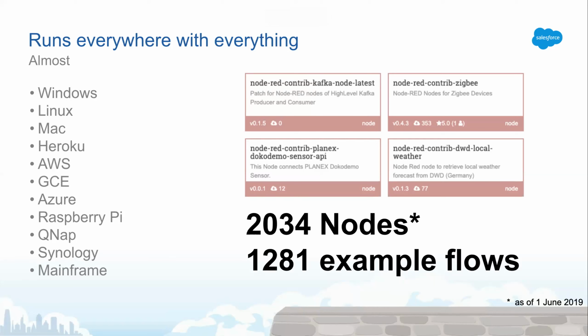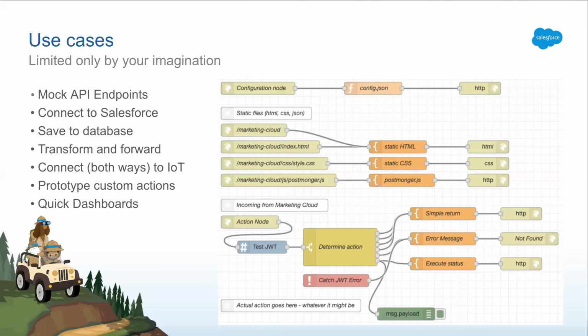One little caveat when you want to, a little bit about the use cases. So I've seen, say, mock API endpoints, connecting to Salesforce to pull data in and out, save it to a database, transform and forward. There are nodes that talk to, for instance, SMTP. So if you want to have a message sent out and you hit your daily send limits, you could deploy that on Heroku and just continue. Connect to IoT, forward and backward.